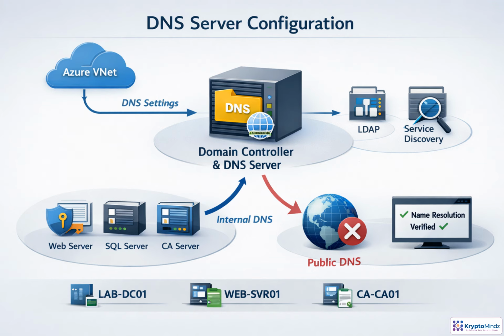DNS is the foundation of your lab. Start by giving the domain controller a static private IP. Then set the Azure Virtual Network DNS to that IP, so every VM automatically uses it. Avoid public DNS servers, they can't resolve your internal AD names. Renew leases or reboot VMs, then test with commands like nslookup dc01.corp.contoso.local. Only when name resolution is reliable should you join servers to the domain or install ADCS.